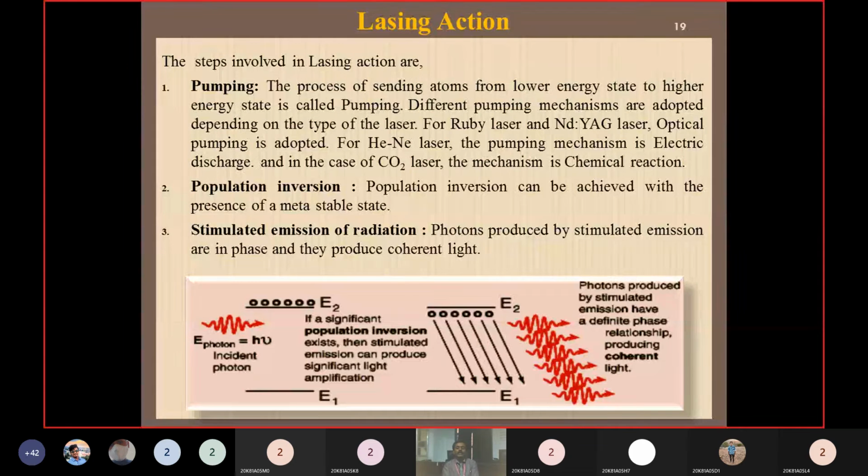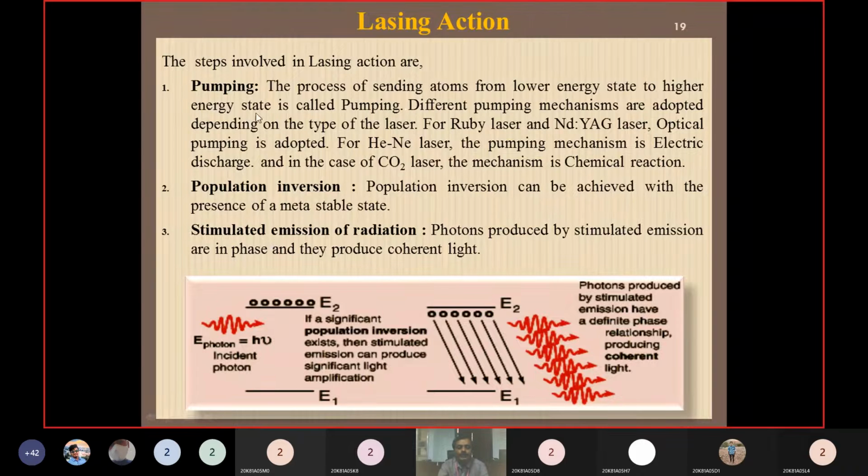Now lasing action. How does lasing action take place? What are the steps involved in a lasing action? Here majorly 3 steps are involved. First step is pumping. Second step is population inversion. Third step is stimulated emission of radiation.